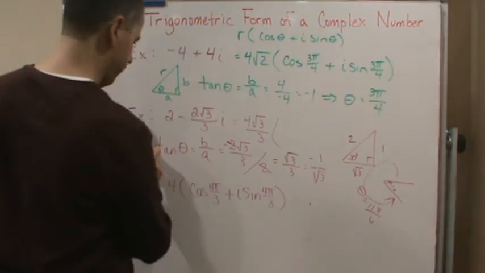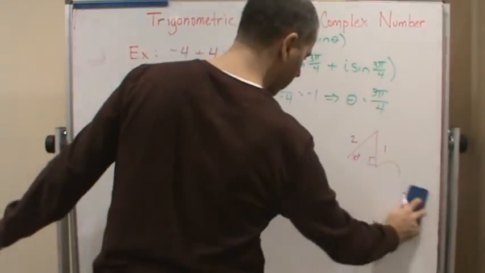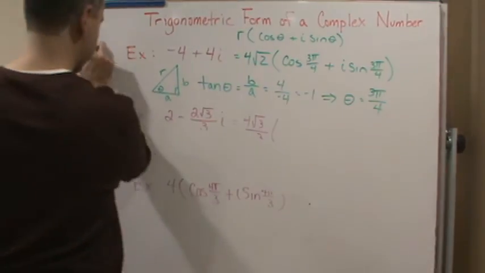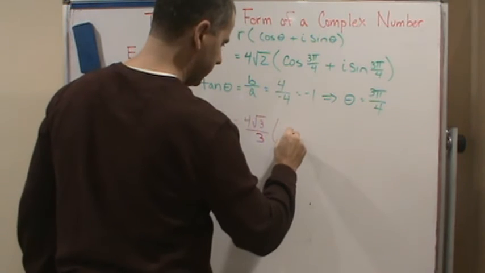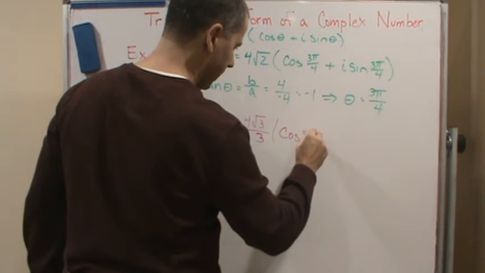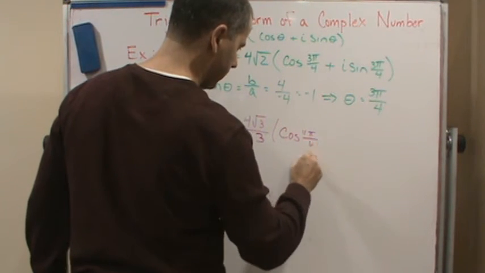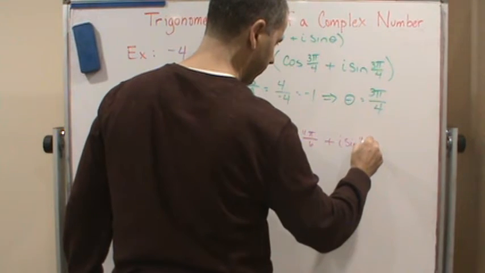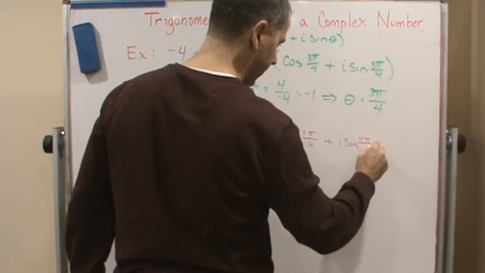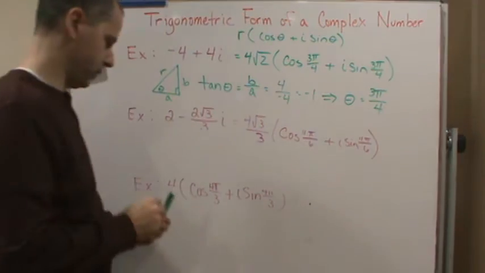Okay, so now we're done. So now it's just going to be cosine 11 pi over 6 plus i sine 11 pi over 6, and we're done.